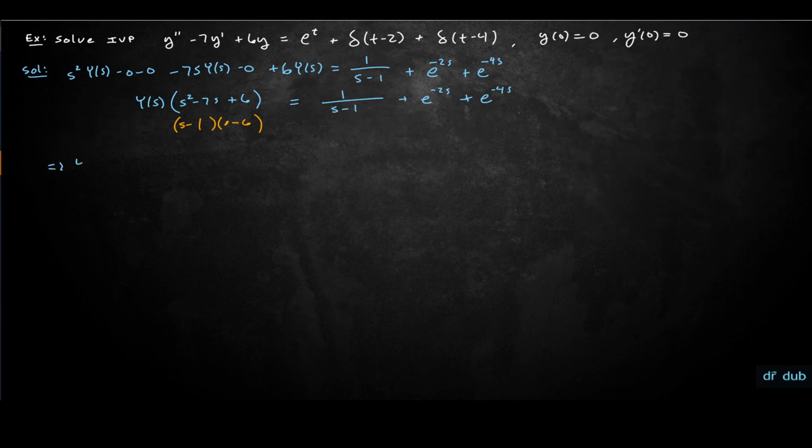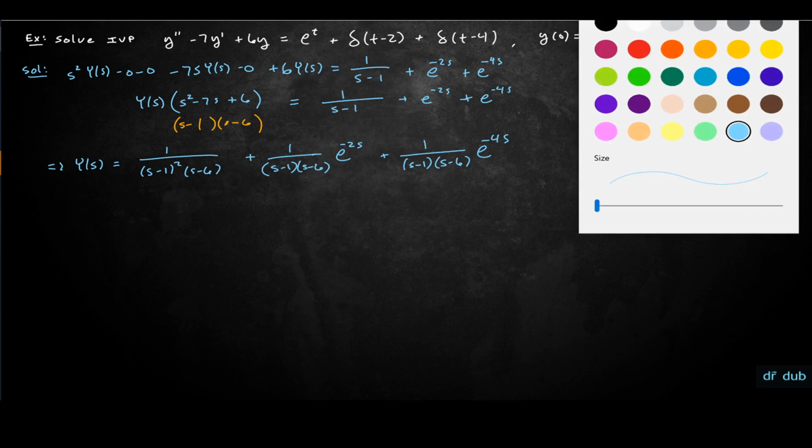So we get capital Y of s is going to be 1 over (s minus 1) squared times (s minus 6), plus 1 over (s minus 1)(s minus 6) e to the negative 2s, plus 1 over (s minus 1)(s minus 6) e to the negative 4s. So really it's just two partial fraction decomps that we have to do. I'll just go ahead and tell you what the decomps are.